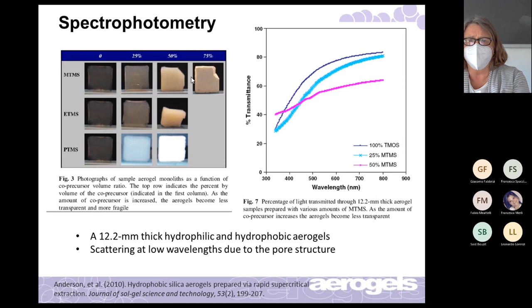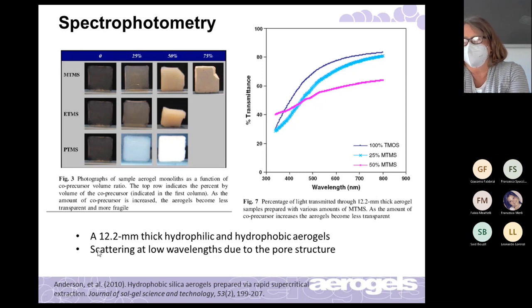So this is an example of using spectrophotometry to understand the transmissive powers. What's happening here is you are scattering the light, because of the small wavelengths at low wavelength, because of the pore structure. The size of the pores is around 20 nanometers, so you get a lot of scattering.